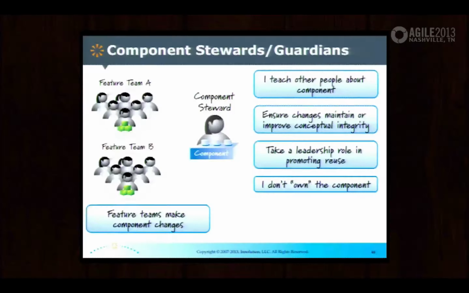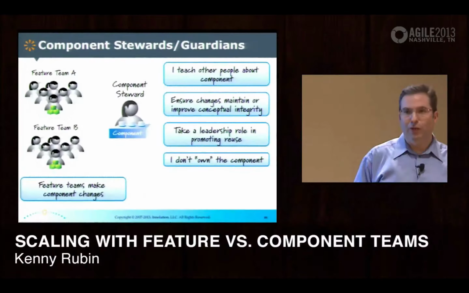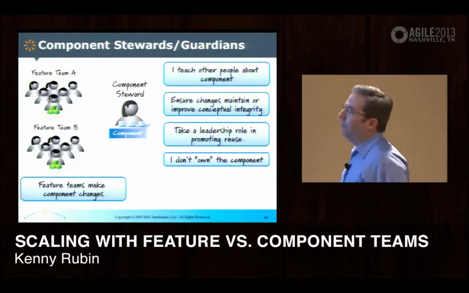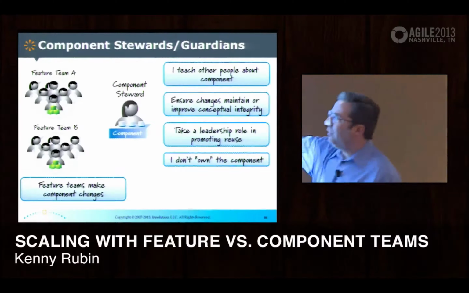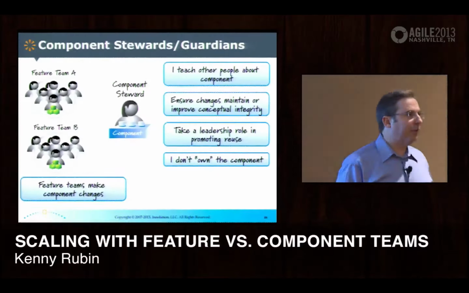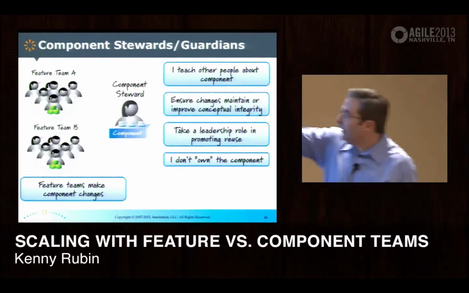All right, so another approach for how you can start to blend these is a model that goes by a number of terms. Some people call it the component steward. Some people call it the component czar, whichever is your favorite term, I guess. The way it works is this. She's the component steward. There's a component. Now there's a couple of characteristics that go along with being a component steward, listed over here.